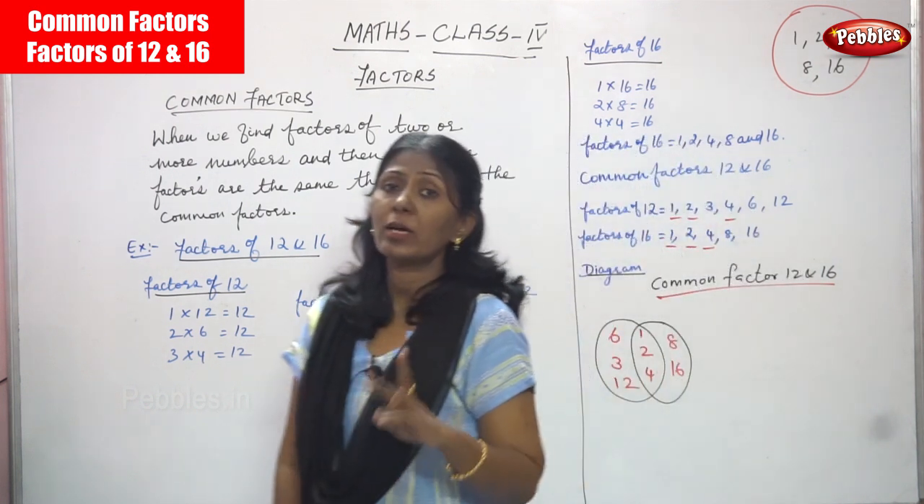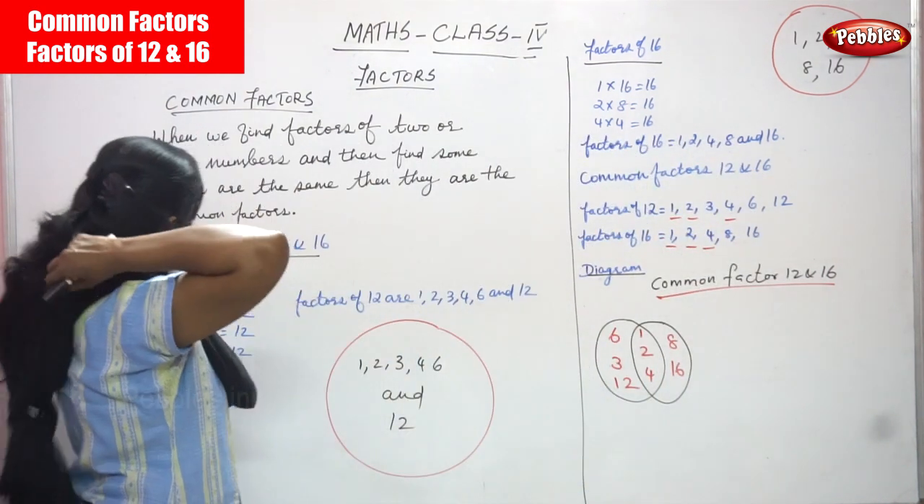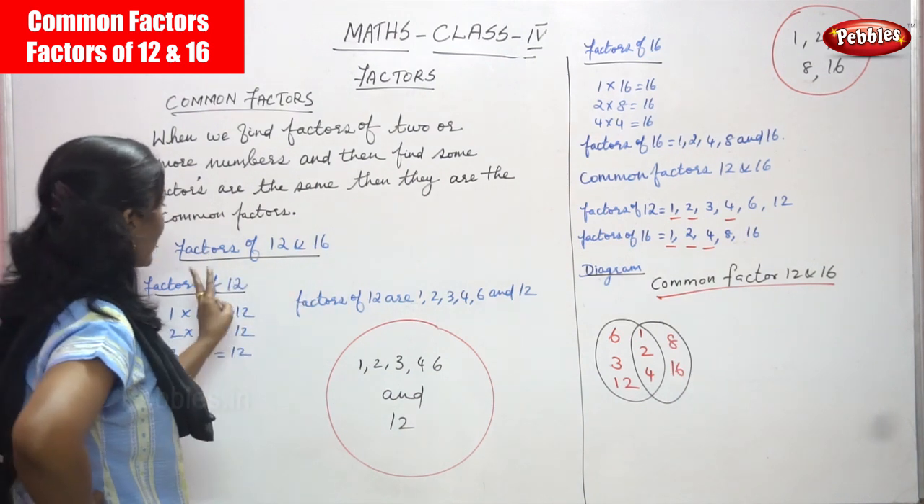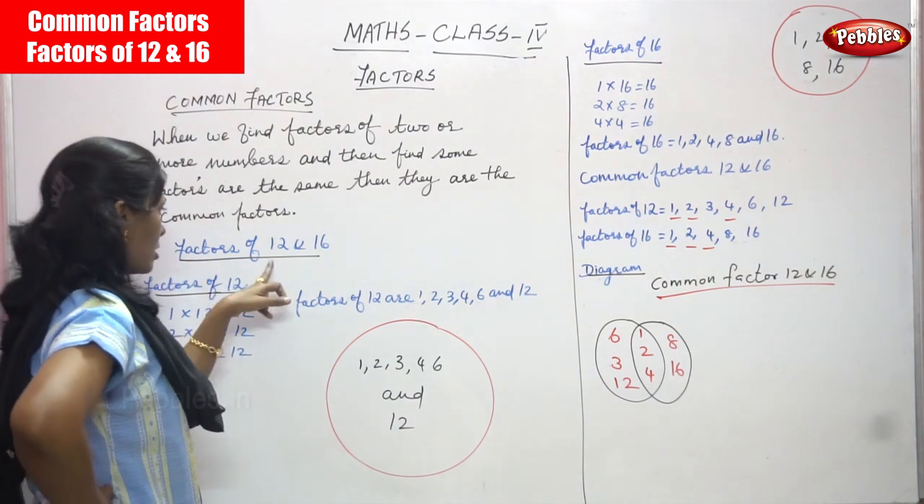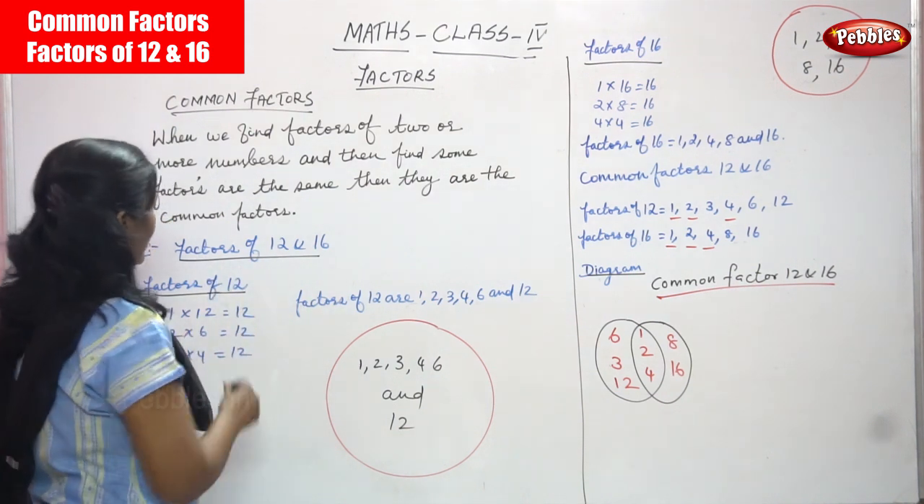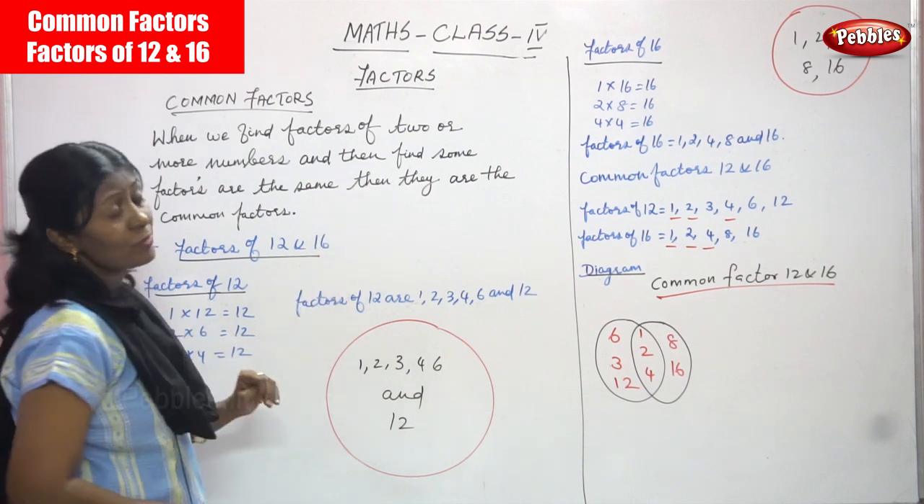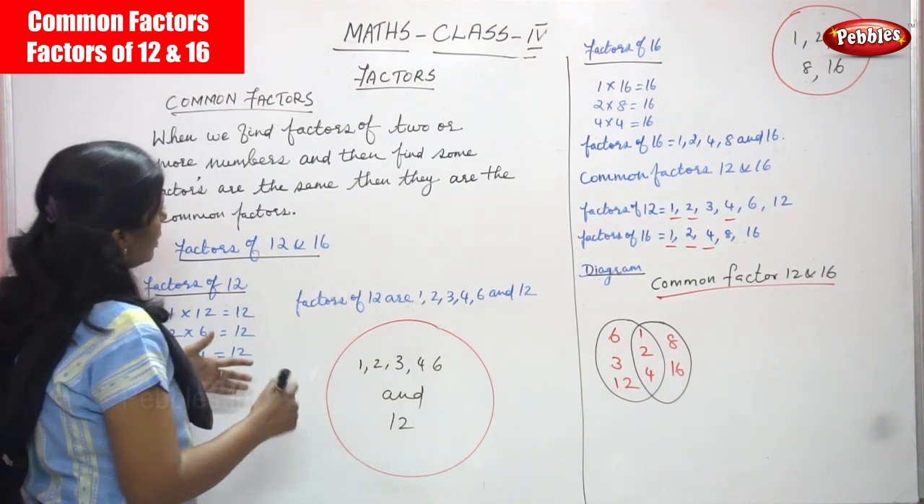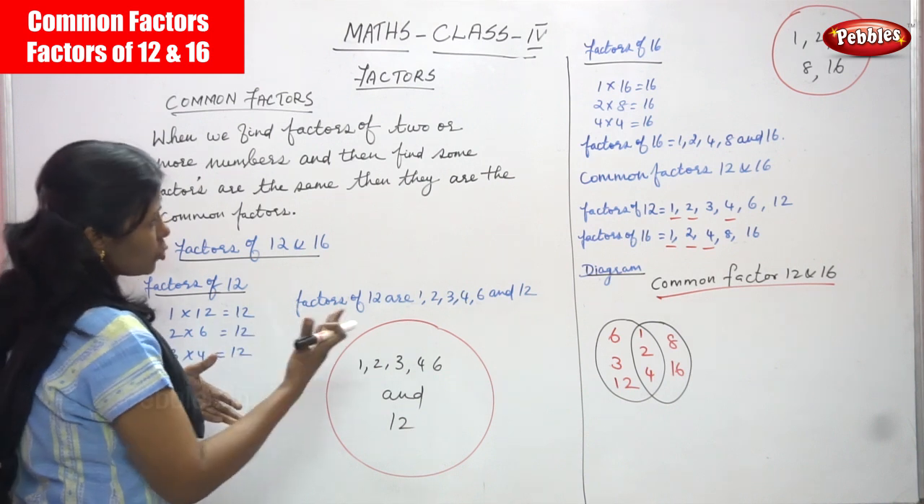That means you have to take two numbers, for example, factors of 12 and 16. You have to find the factors of 12 and the factors of 16. Then you have to find the common factors for these two numbers.